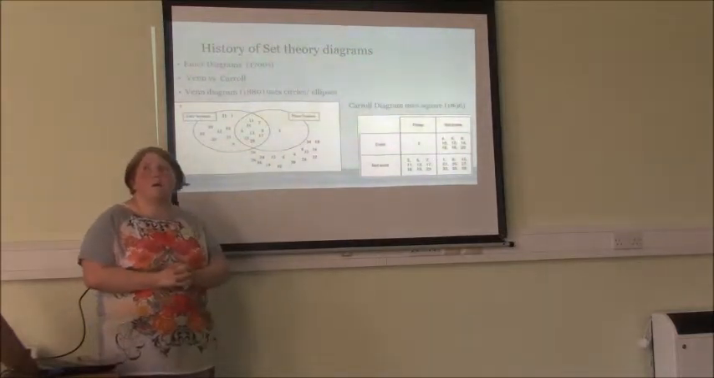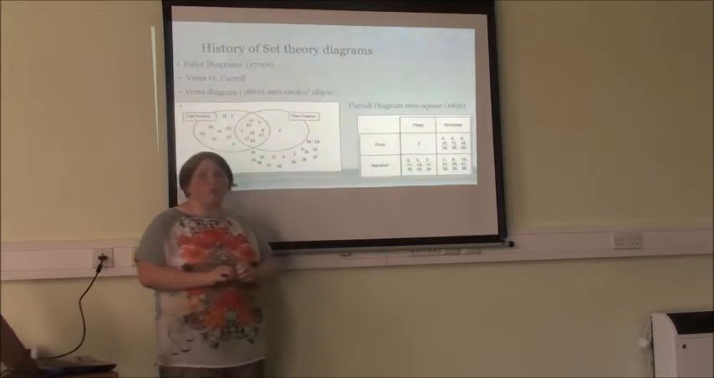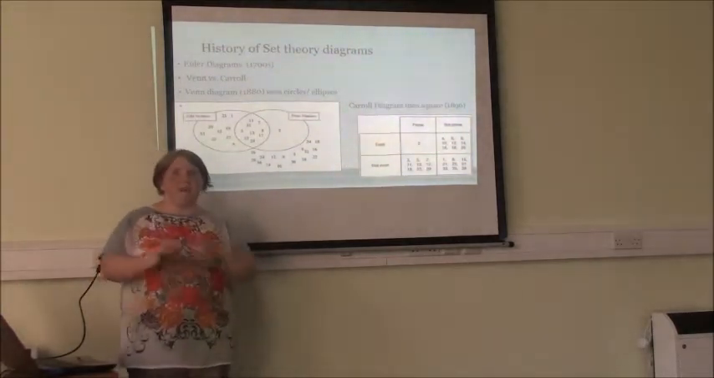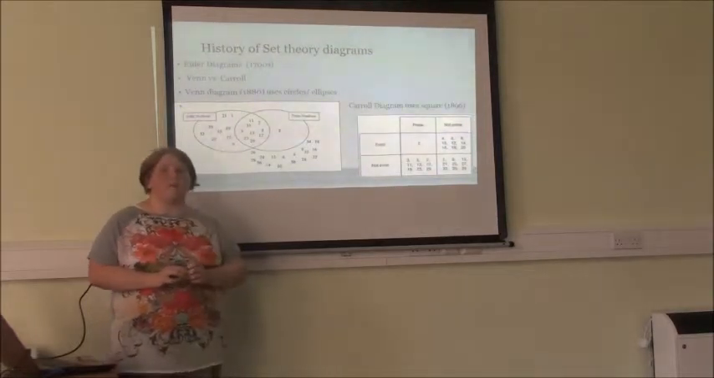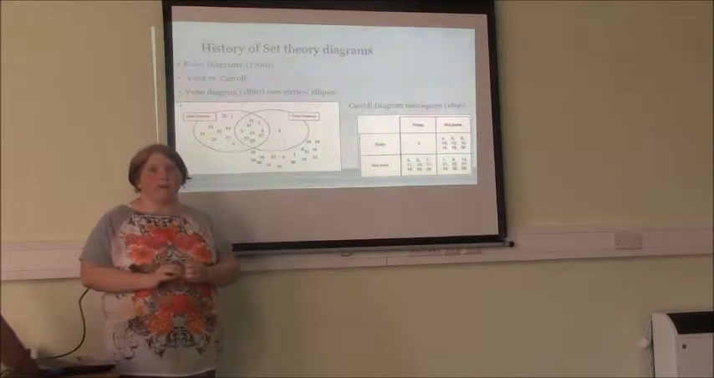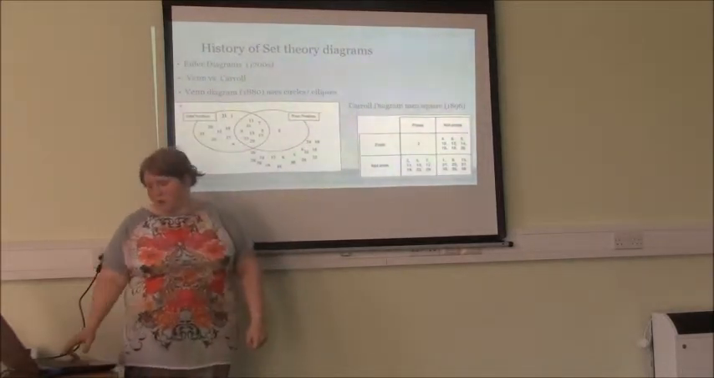The general viewpoint in literature seems to be that Mr. Carroll was much more logical, and you could extend it far beyond 2 sets. But Venn's diagram is much, much easier to use and much more visual and much simpler to understand. So both still used, but this one's considered far simpler and easier to use.